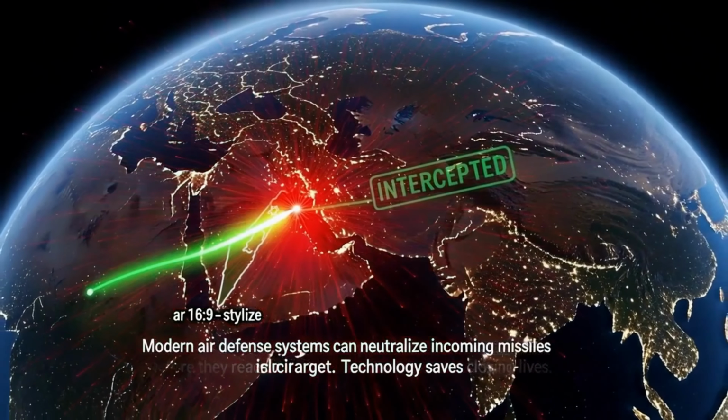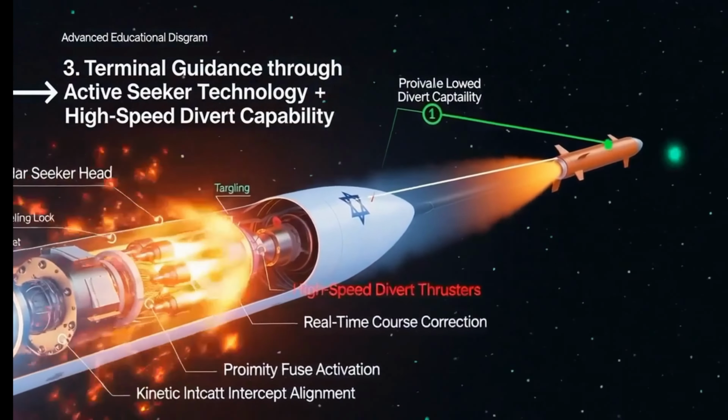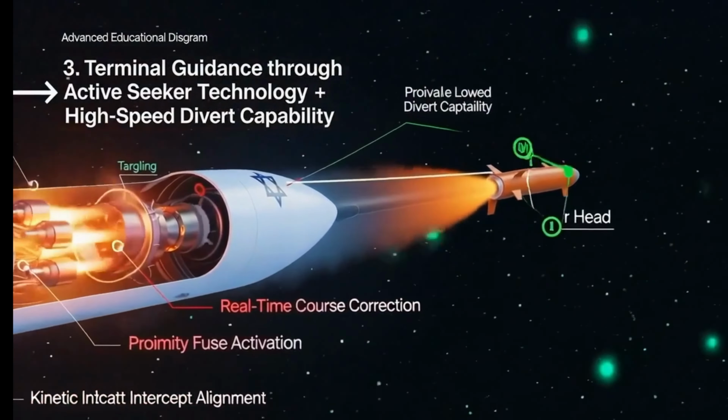The missile's active radar seeker head achieves a targeting lock on the threat. High-speed divert thrusters then execute the interception.